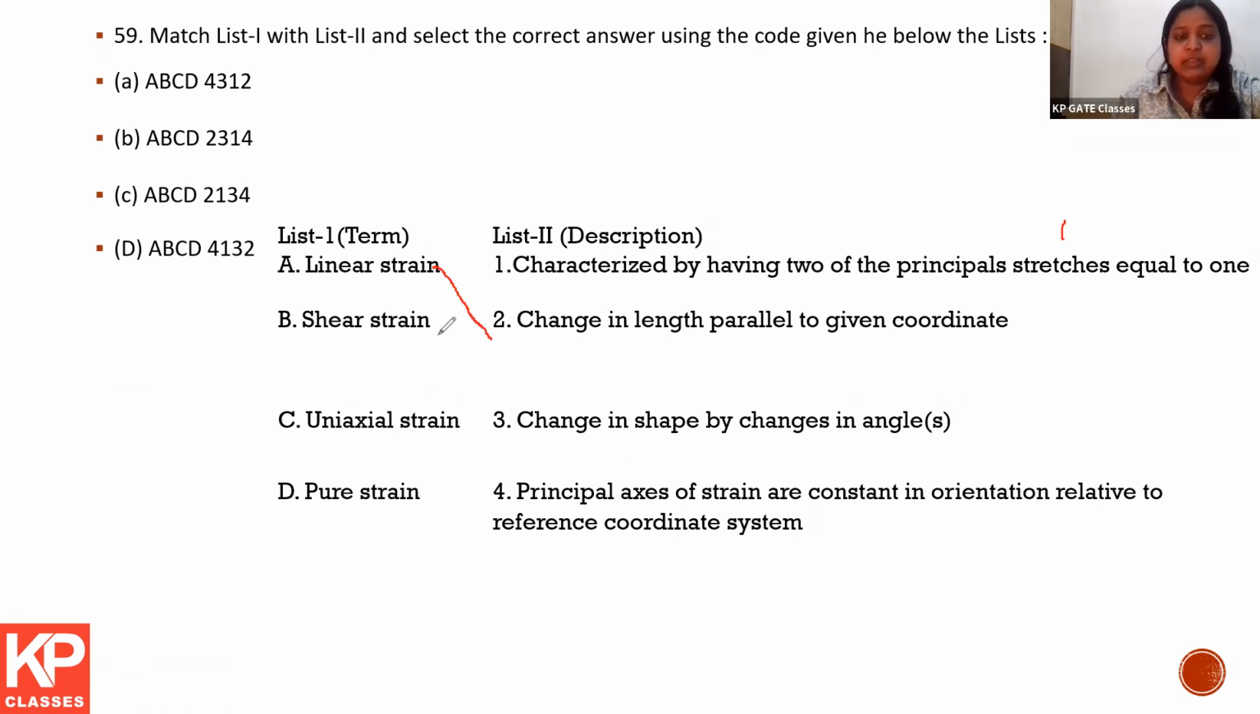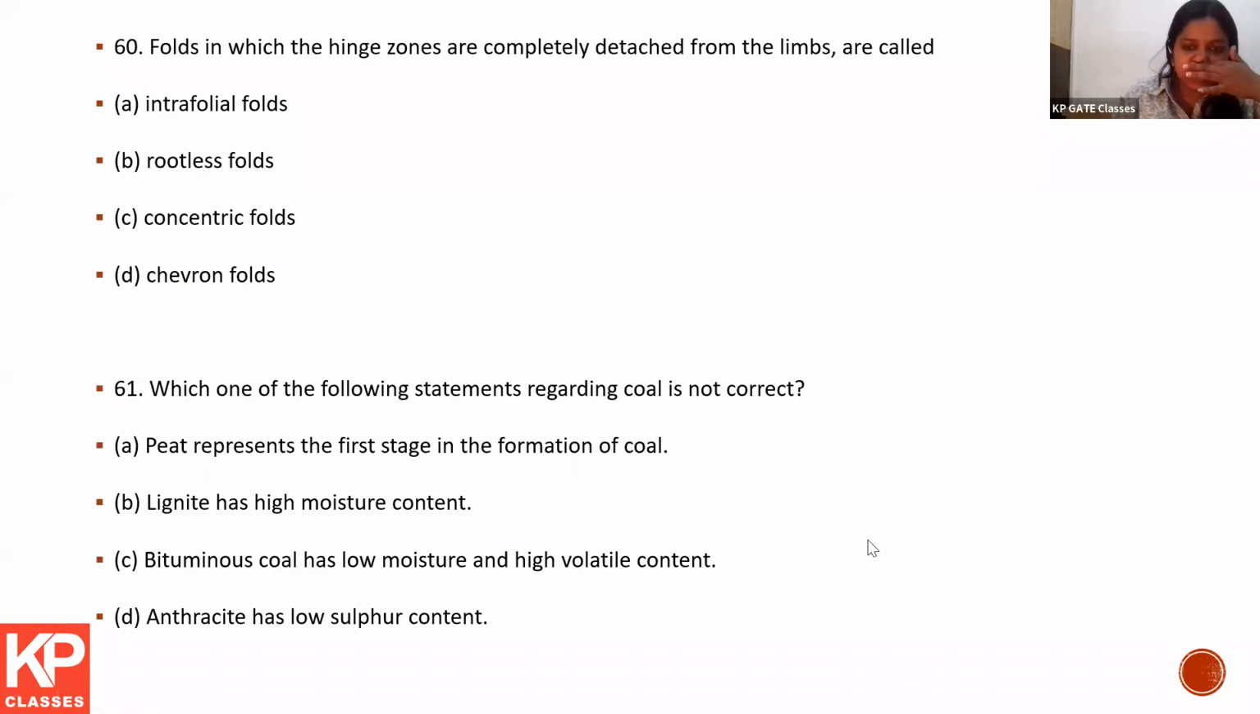Then shear strain is change in shape by changes in angle. Uniaxial strain is characterized by having two of the principal stretches equal to 1. Then pure strain is where the principal axes of strain are constrained in orientation relative to the reference coordinate system. So the answer will be option B, A2, B3, C1 and D4. Right option is option number B. So that was also an easy question if you know the definitions, which are directly provided.